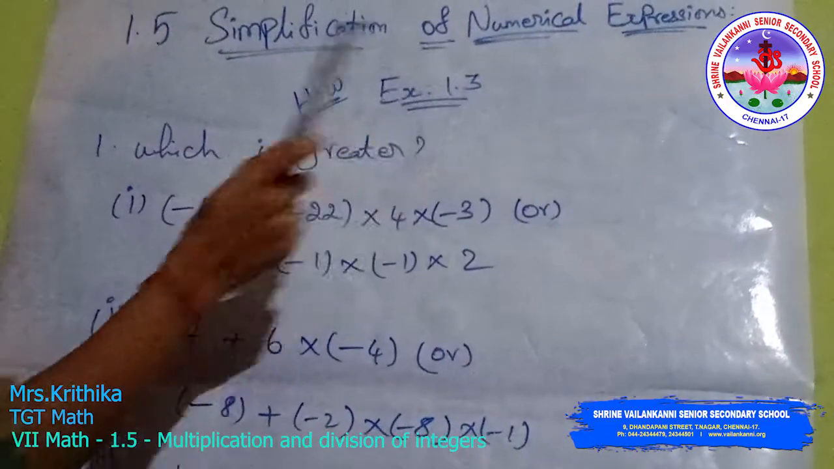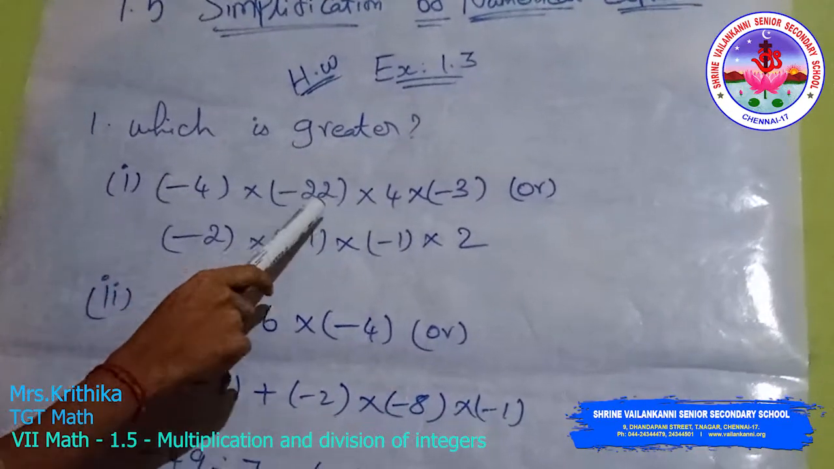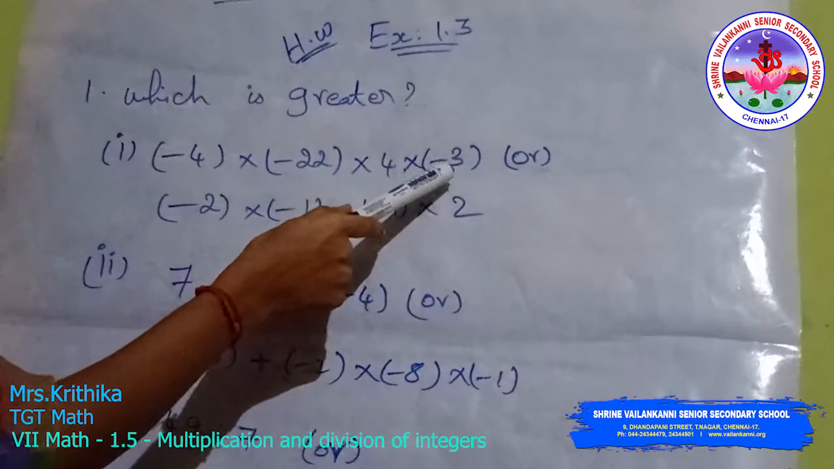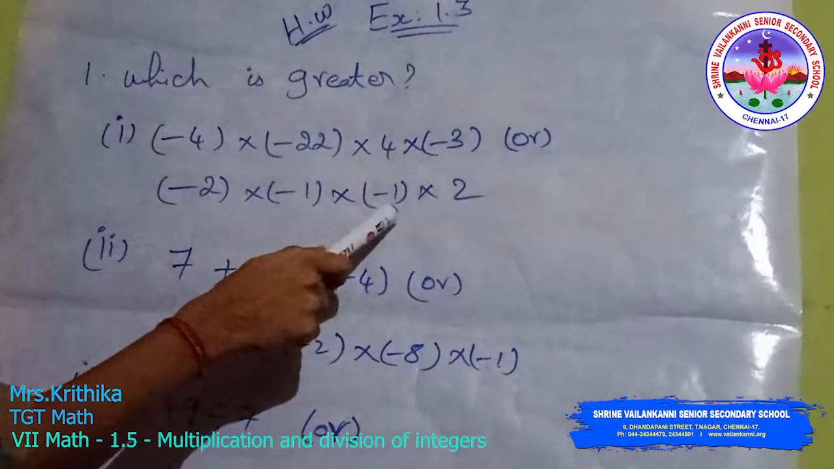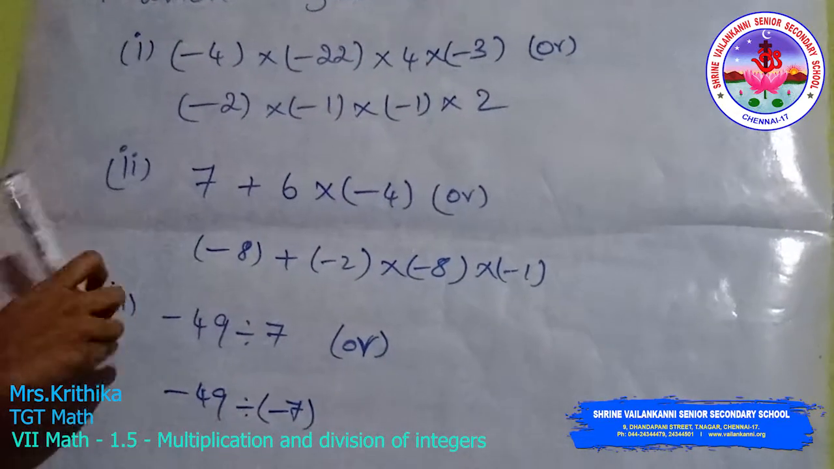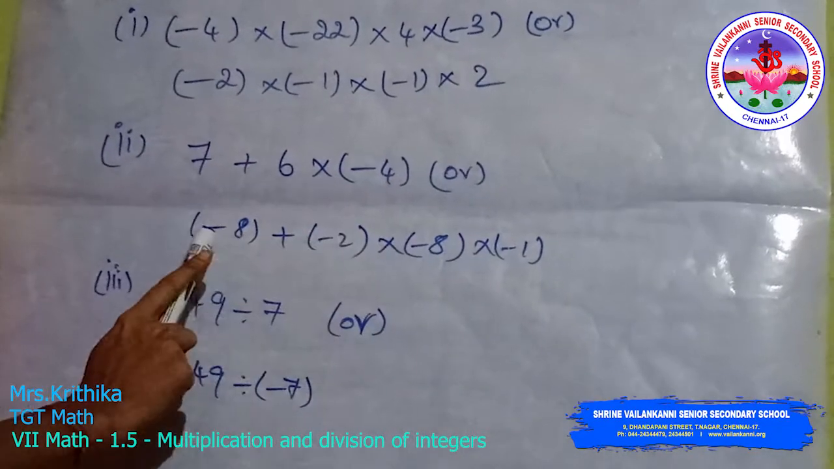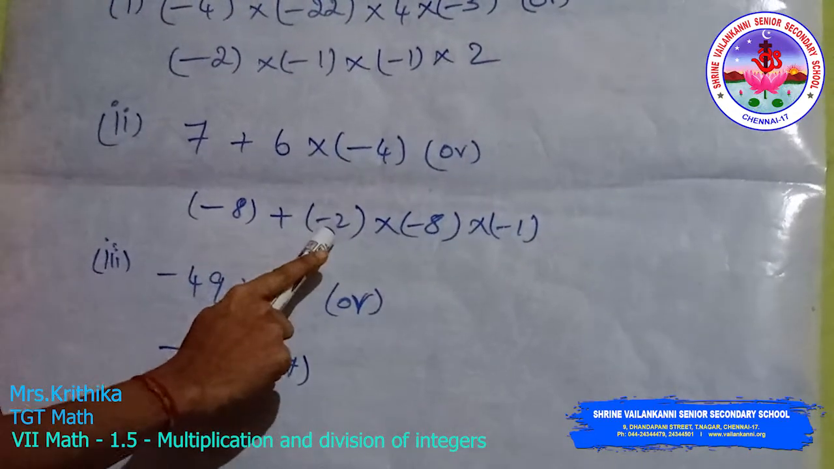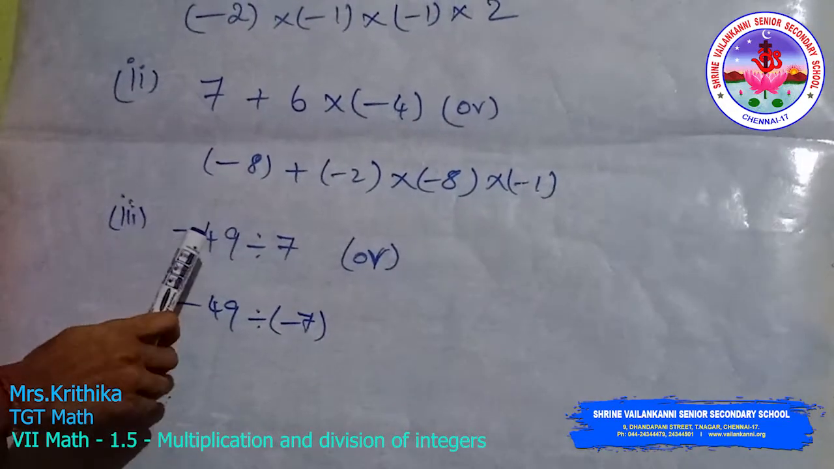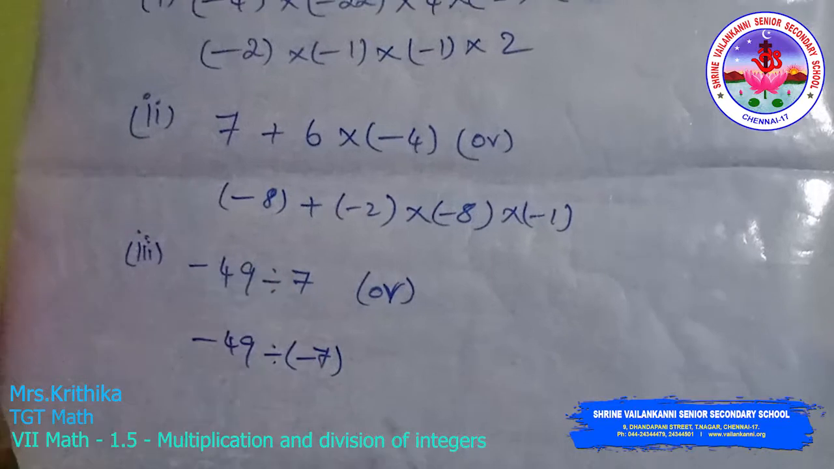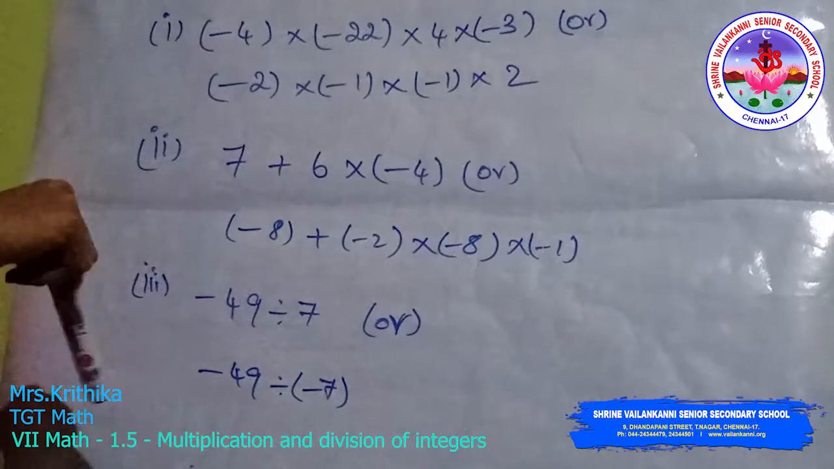Next, homework, exercise 1.3, first question, which is greater? The first question is minus 4 into minus 22 into 4 into minus 3, or minus 2 into minus 1 into minus 1 into 2. The second question, 7 plus 6 into minus 4, or minus 8 plus minus 2 into minus 8 into minus 1. The third question, minus 49 divided by 7, or minus 49 divided by minus 7. This is the homework sums.